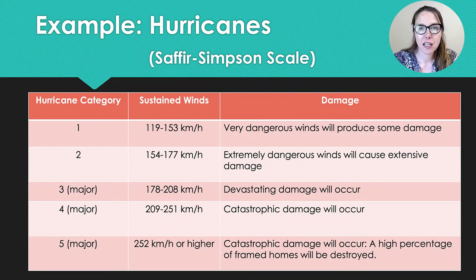So as another example, we could take a look at hurricanes. Hurricanes fall into one of five categories based on their wind speed, and the damage that we expect for any given hurricane is based on which category of storm is making landfall. As you can see here, the storm categories are from category 1 all the way up to a major storm of category 5, and the damage expected is based on that.